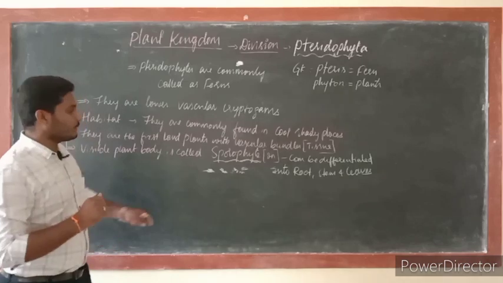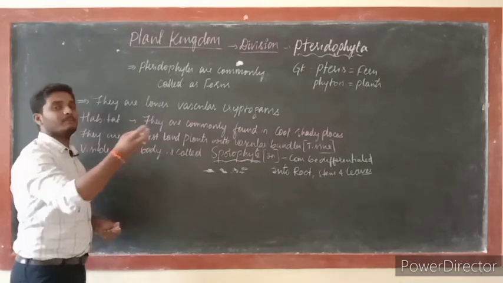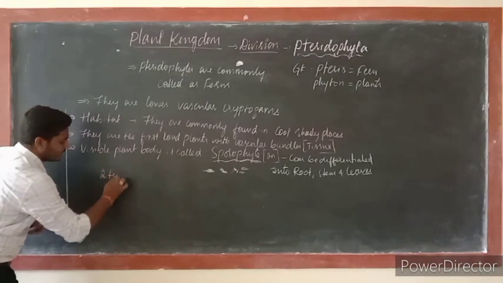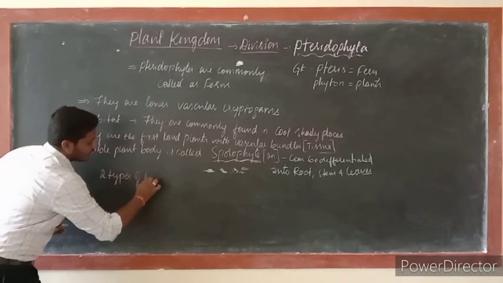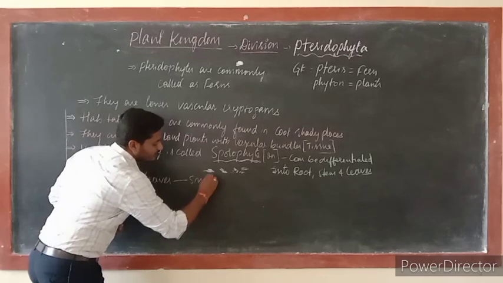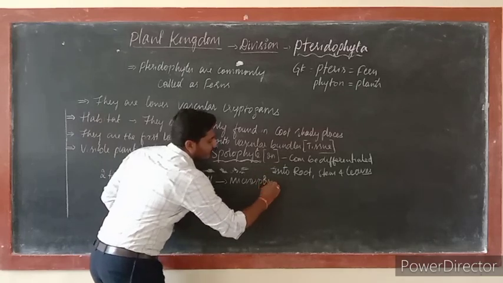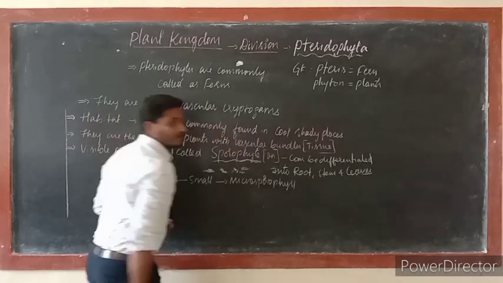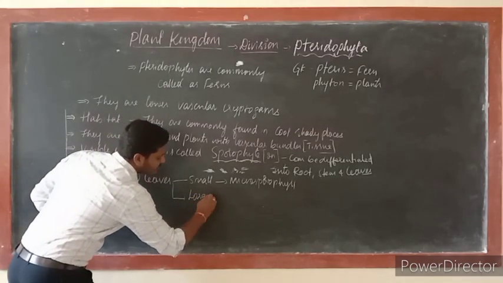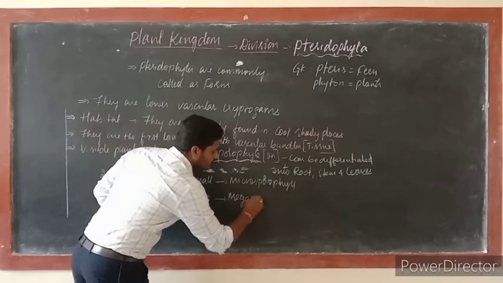Regarding leaves, they are of two types. Leaves may be small, or large leaves can be seen. If the leaves are small, these leaves are said to be microsporophyll. And if the leaves are large, these leaves are said to be megasporophyll.